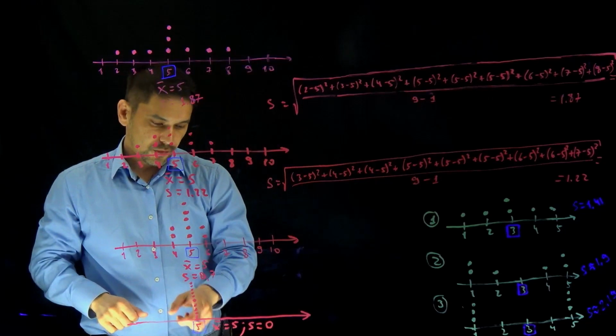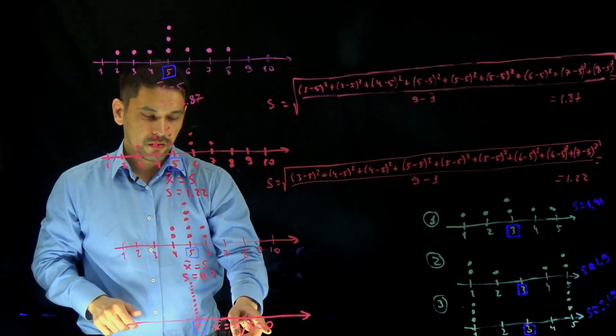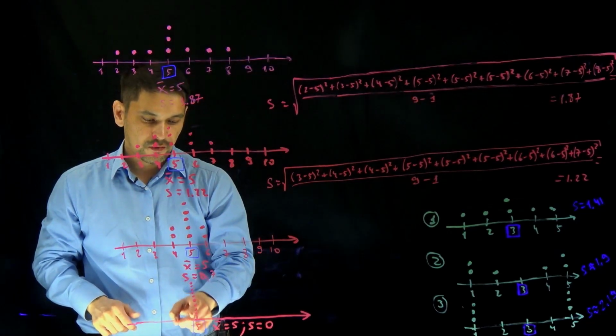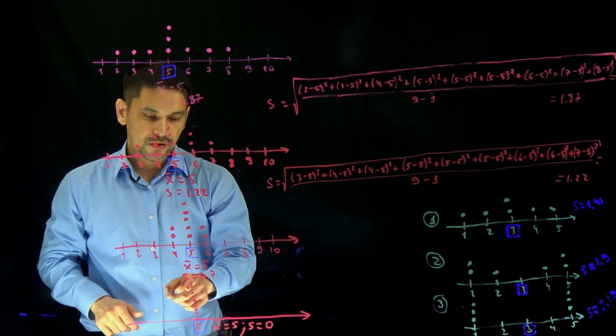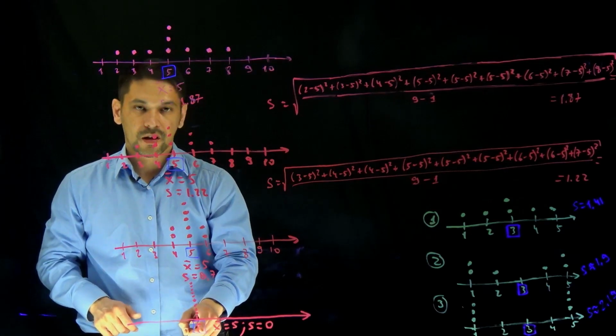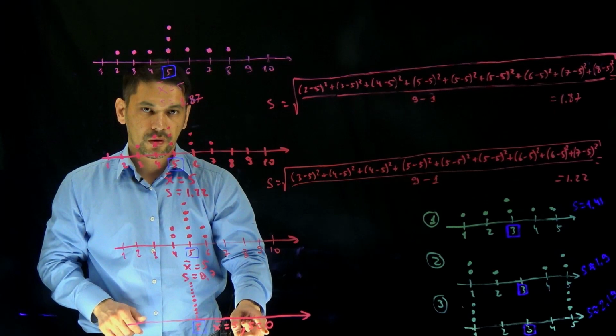Now, if the standard deviation is equal to 0, that means all the people have the same value. Well, in this context, all the students have the same score, which is equal to 5. That's why the standard deviation is equal to 0.